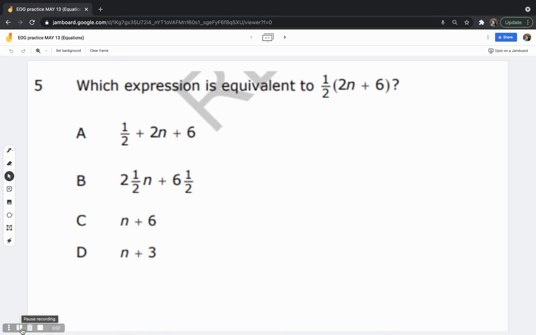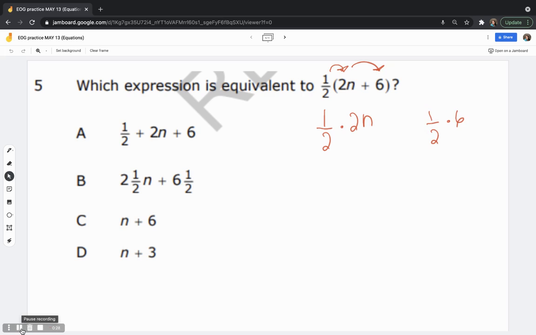My first question says, which expression is equivalent to 1/2 times (2n + 6)? So the first thing I'm going to do is take that 1/2 and distribute it, meaning I'm going to multiply that by what is inside the parentheses. So that would mean I do 1/2 times 2n and 1/2 times 6.